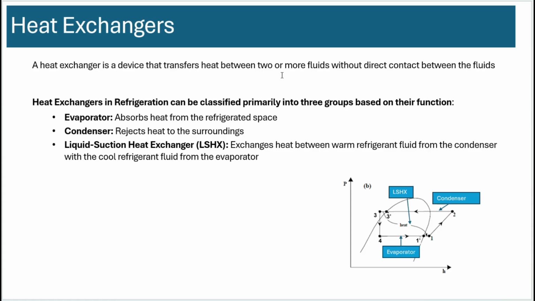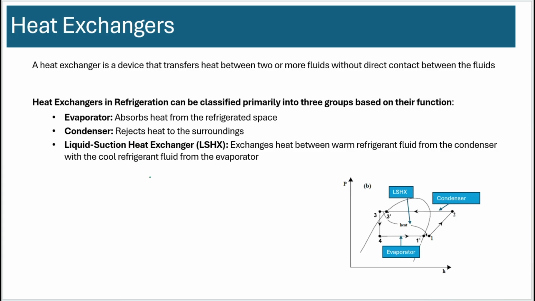This is the same thing that I just mentioned. The heat exchangers are three types. Evaporator: it absorbs heat from the refrigerated space, so it's usually a heat transfer between the refrigerant and the air inside that cabinet. Condenser rejects heat to the surroundings, so the absorbed heat from the cabinet is taken by the refrigerant outside the cabinet, and then it's rejected to the outside temperature through the condenser heat exchanger.